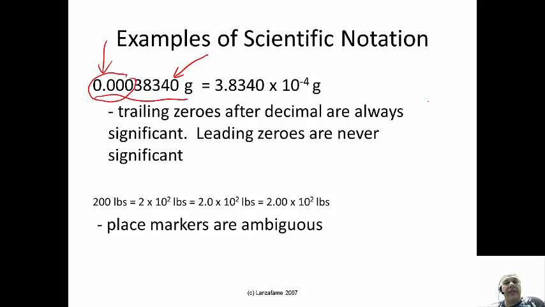And if I want to write it in scientific notation, all scientific notation looks the same. I start with the first non-zero digit, immediately followed by a decimal point, and then I write any other significant digits. So in this case, to get the decimal point after the 3, I would have to move it 4 places to the right. And so I incorporate that move in the exponent as a negative, since I've moved it to the right rather than the left. And so I would write this number as 3.8340 times 10 to the minus 4 grams.